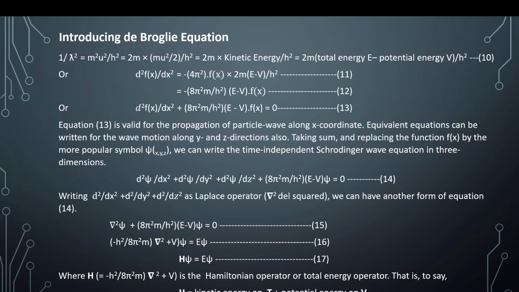More simplified form is H psi equal to E psi, where H is called the Hamiltonian operator. It consists of two parts, kinetic energy operator T and potential energy operator V. So in this manner, we have derived the Schrodinger wave equation in a very simple and logical manner.